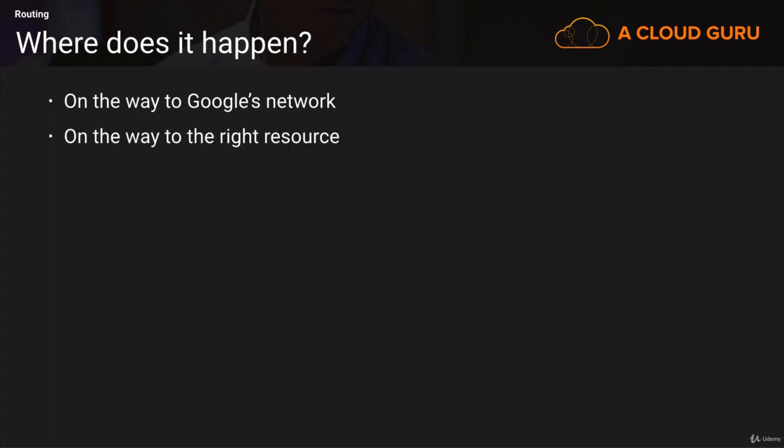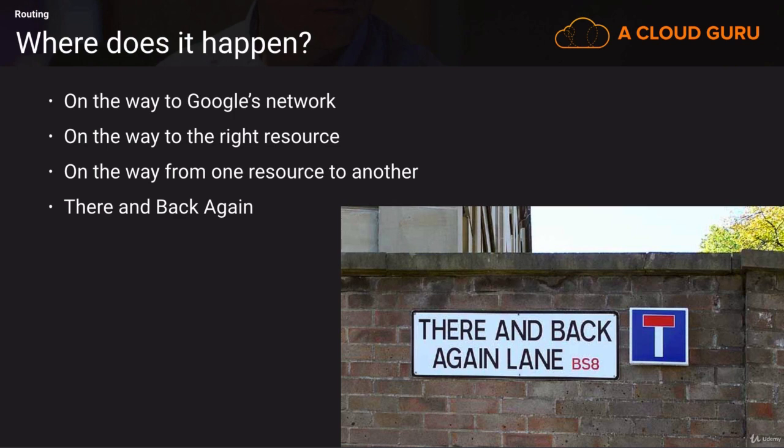So where does this routing happen? Well, if you imagine a user connecting from their client computer, routing decisions have to be made on the way to Google's network. And when data does make it to Google's network, more routing decisions have to be made on the way to the right resource. When the data does get to some resource, more routing decisions happen on the way from one resource to another. And that was all just in one direction, but data has to flow all the way back too, so these also all happen in reverse.